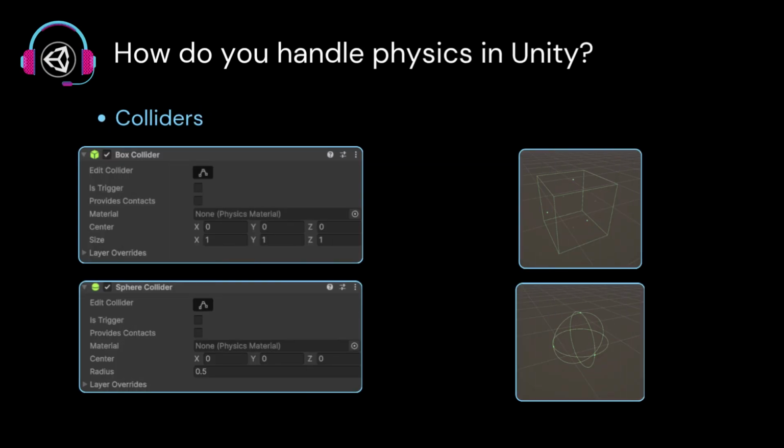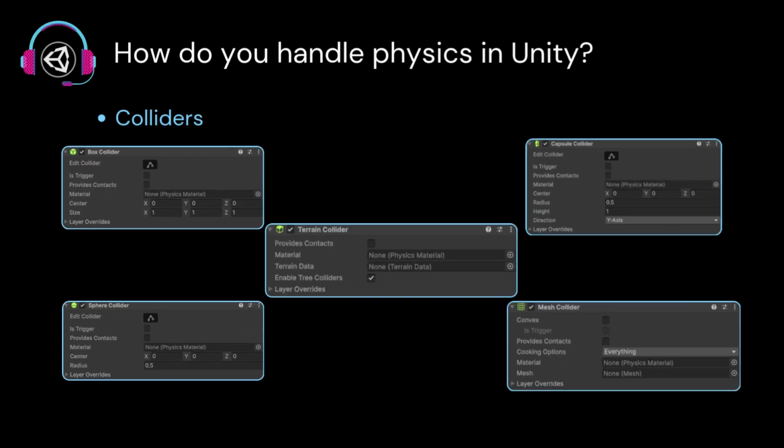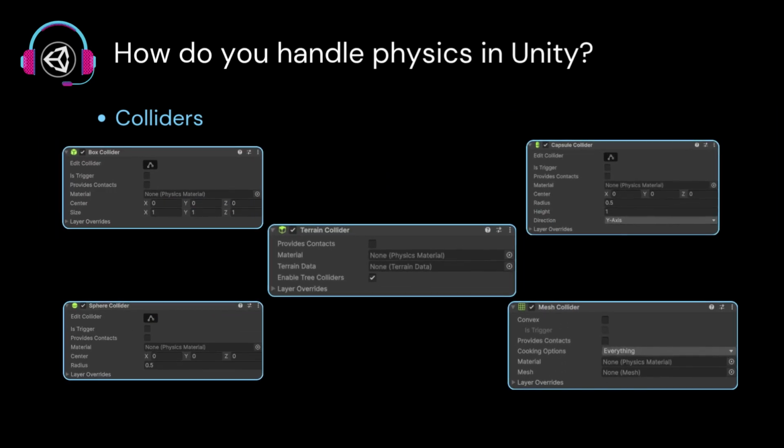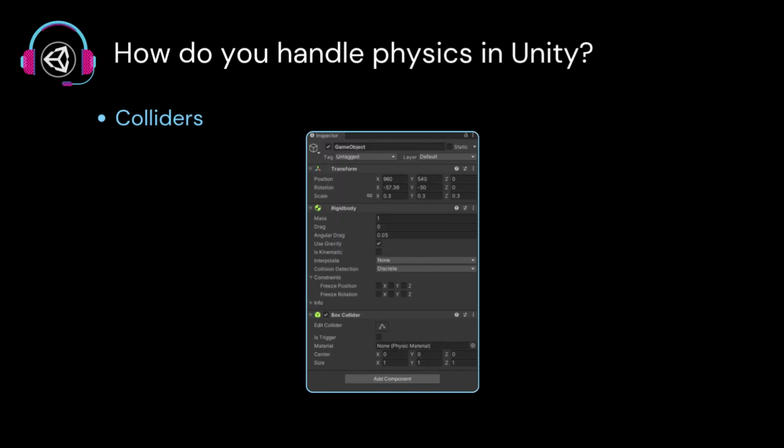Another physics component is colliders. A collider defines the shape of an object for collision detection. Unity has many types of colliders that help with physics. For a game object to have a physics interaction, the game object must have a collider and a Rigidbody. You can use them as per your requirements.